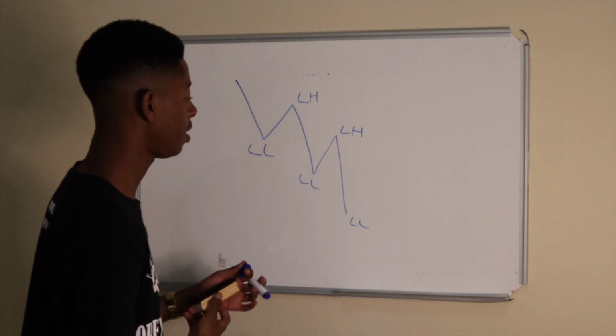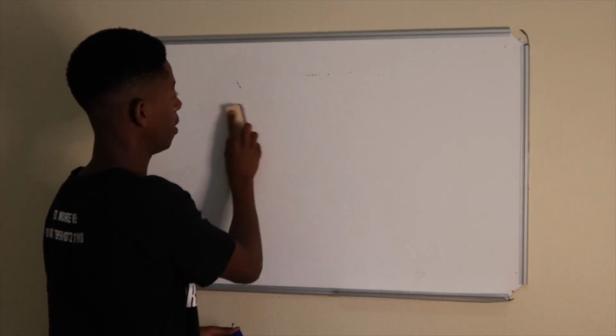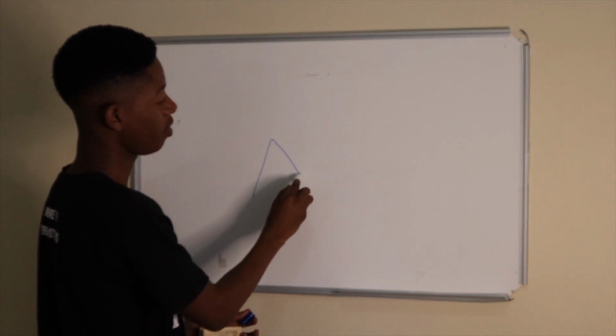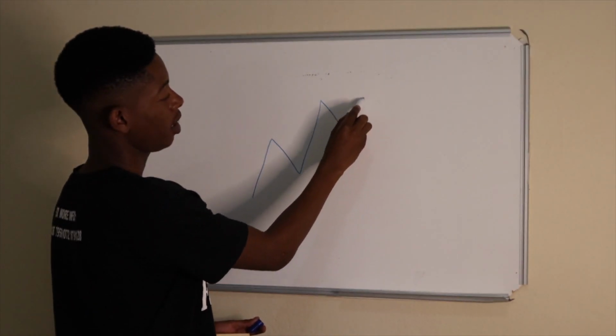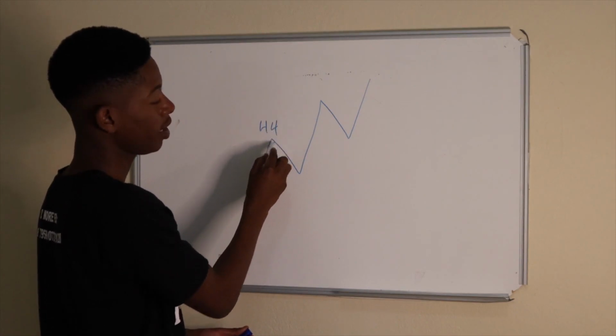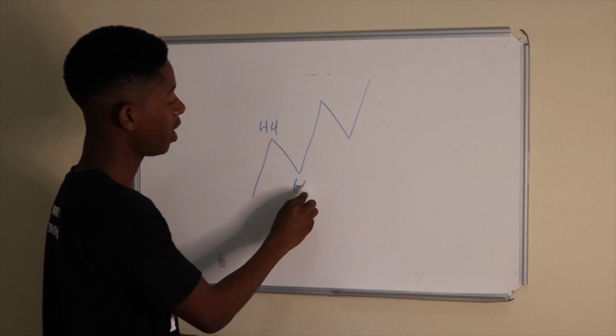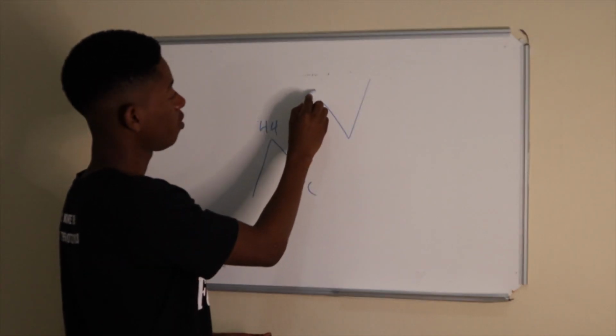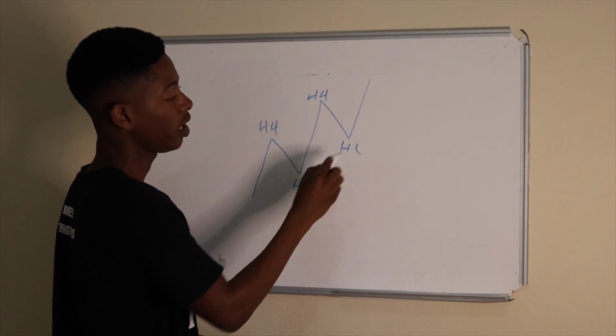With an upward trend it's a bit different. With an upward trend it's higher highs: a high, higher low, higher high, higher low, and a higher high, and so on. This would be a higher high, it's higher than the previous one. This would be a higher low, it's higher than here but lower than this one, the higher high. So this one would be a higher high, higher low, and so on.